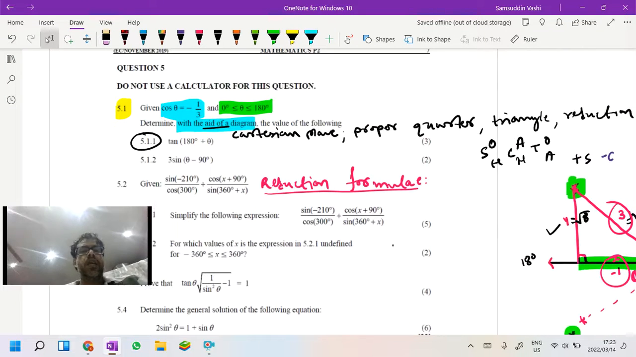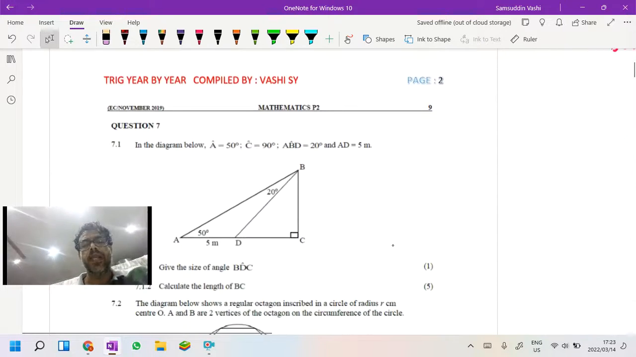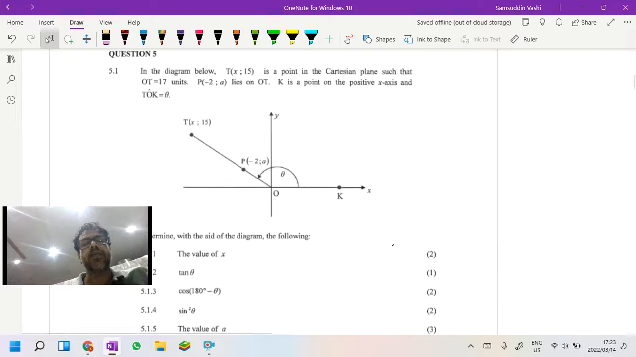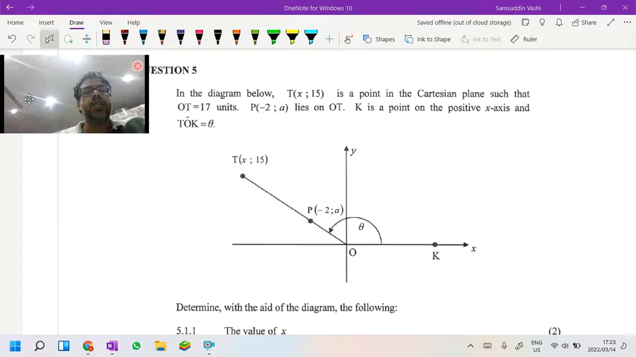Let me take a similar example to this one, then we will go back to trinomial type of question, triangle type of reduction formula type of question. So this is the second type of question. Normally it keeps on repeating. Like we used to do in grade 10, the moment I have a point, I'm going to create a triangle. So here I have 2 points, so I'm going to create 2 triangles.